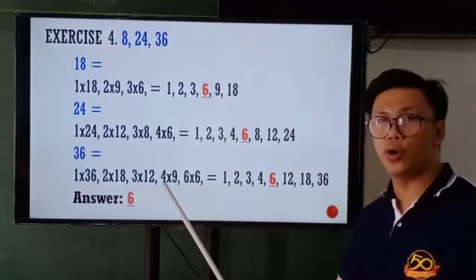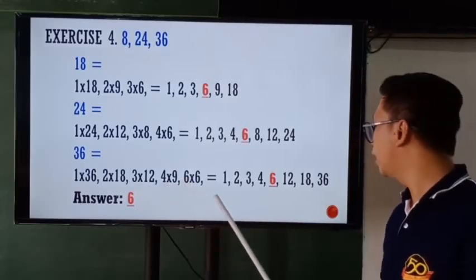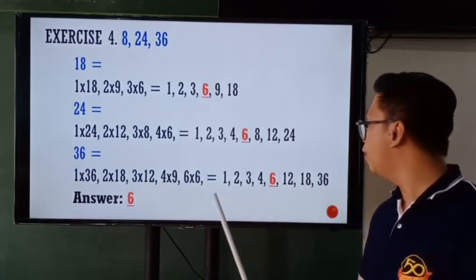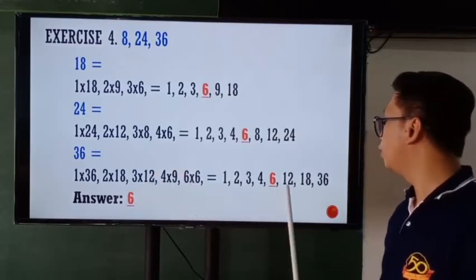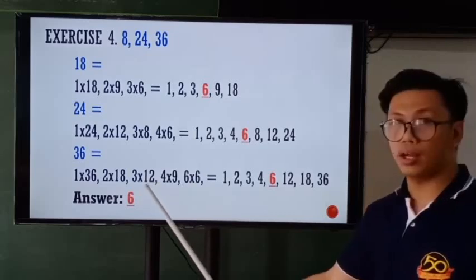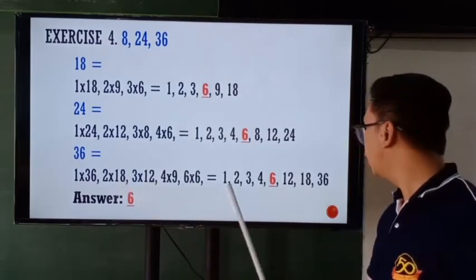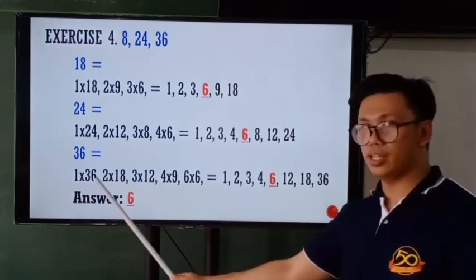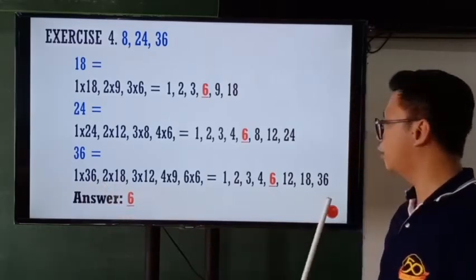What's next to 4? 6. So we will write 6. And what's next to 6? We have 12. So we will write 12. What's next to 12? 18. So we will write 18. And the last number is 36. So we will write 36.